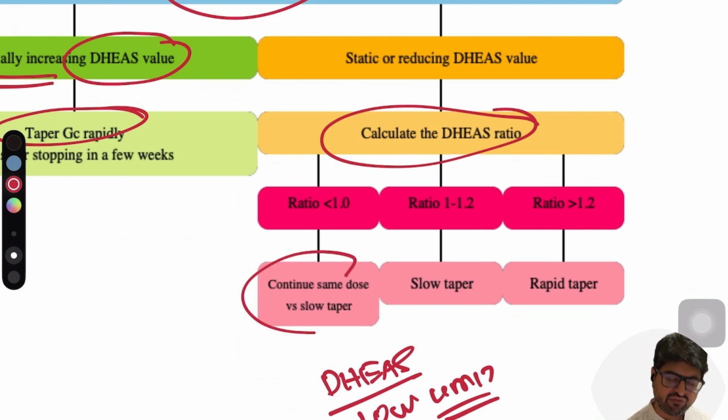So you calculate the ratio. In fact, we have made an app also. We have not put it up yet, but we'll put it up. We have something called endodynamic, where we'll put that up, right?